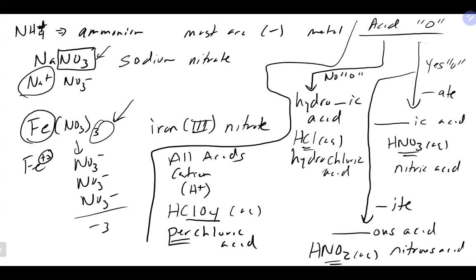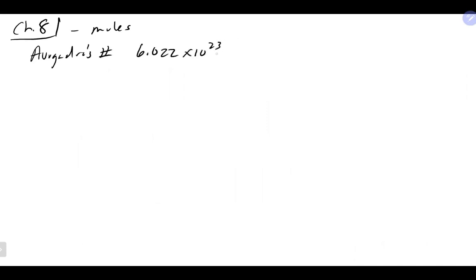The next place, I think after that, was chapter 8. And in chapter 8, we talked about moles and so forth. So we talked about a couple of different really important conversions, and that is Avogadro's number, which is 6.022 times 10 to the 23. These could be particles, atoms, or molecules, and that all equals 1 mole.